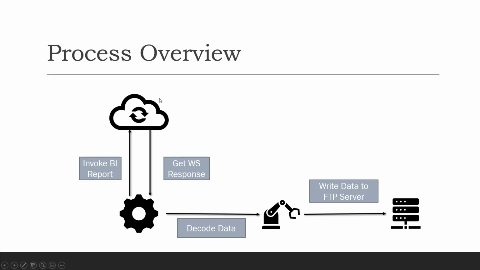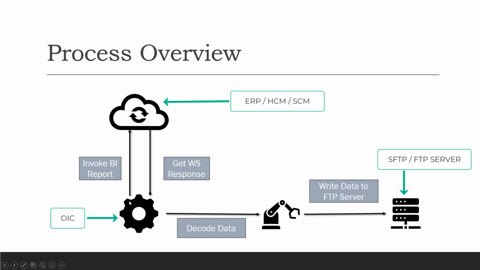So this is Oracle ERP Cloud or HCM Cloud or SCM Cloud. We have OIC. We're going to invoke the BI report. When we invoke the BI report, we're going to get a web service response. We're going to decode the data using the OIC integration process. Then we are going to write the data to the FTP server.